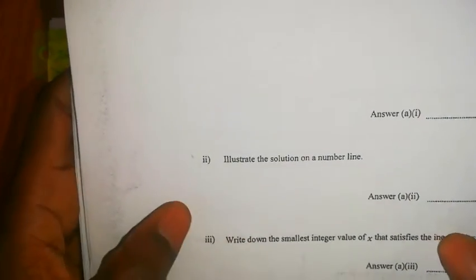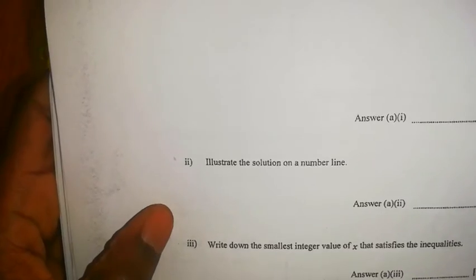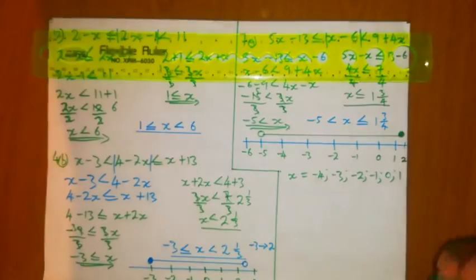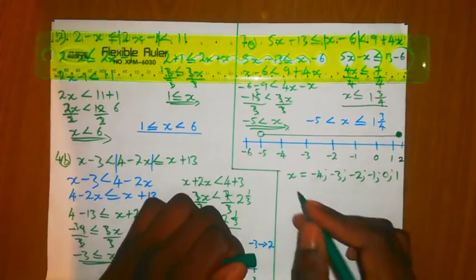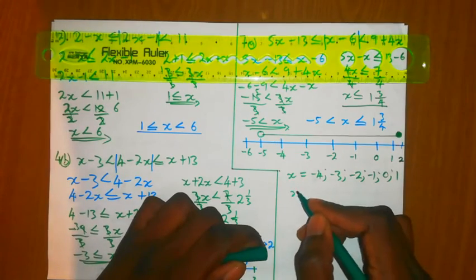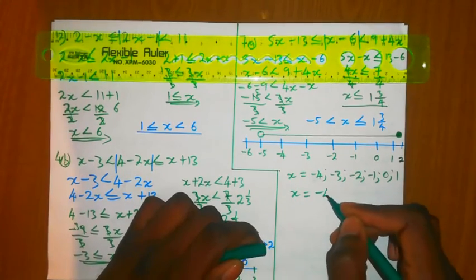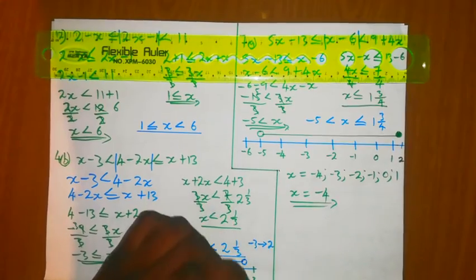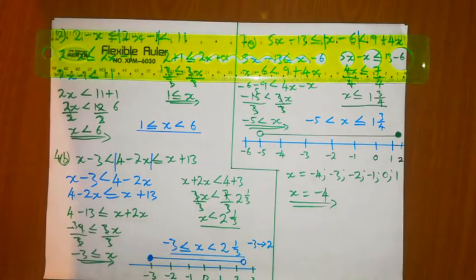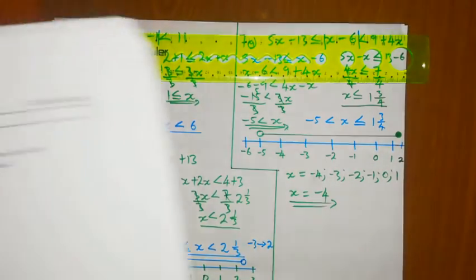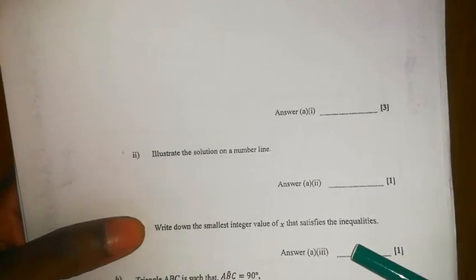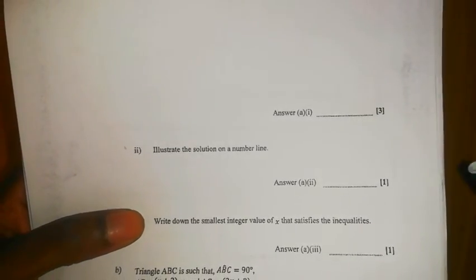The question says, write down the smallest integer value of x that satisfies the inequality. In this case, the smallest integer value of x is what? x is equal to -4. So that is your answer. That is the smallest integer value of x. If you're answering this question paper, which is a fill-in, we are going to come here and say -4 only. So we'll be done there.